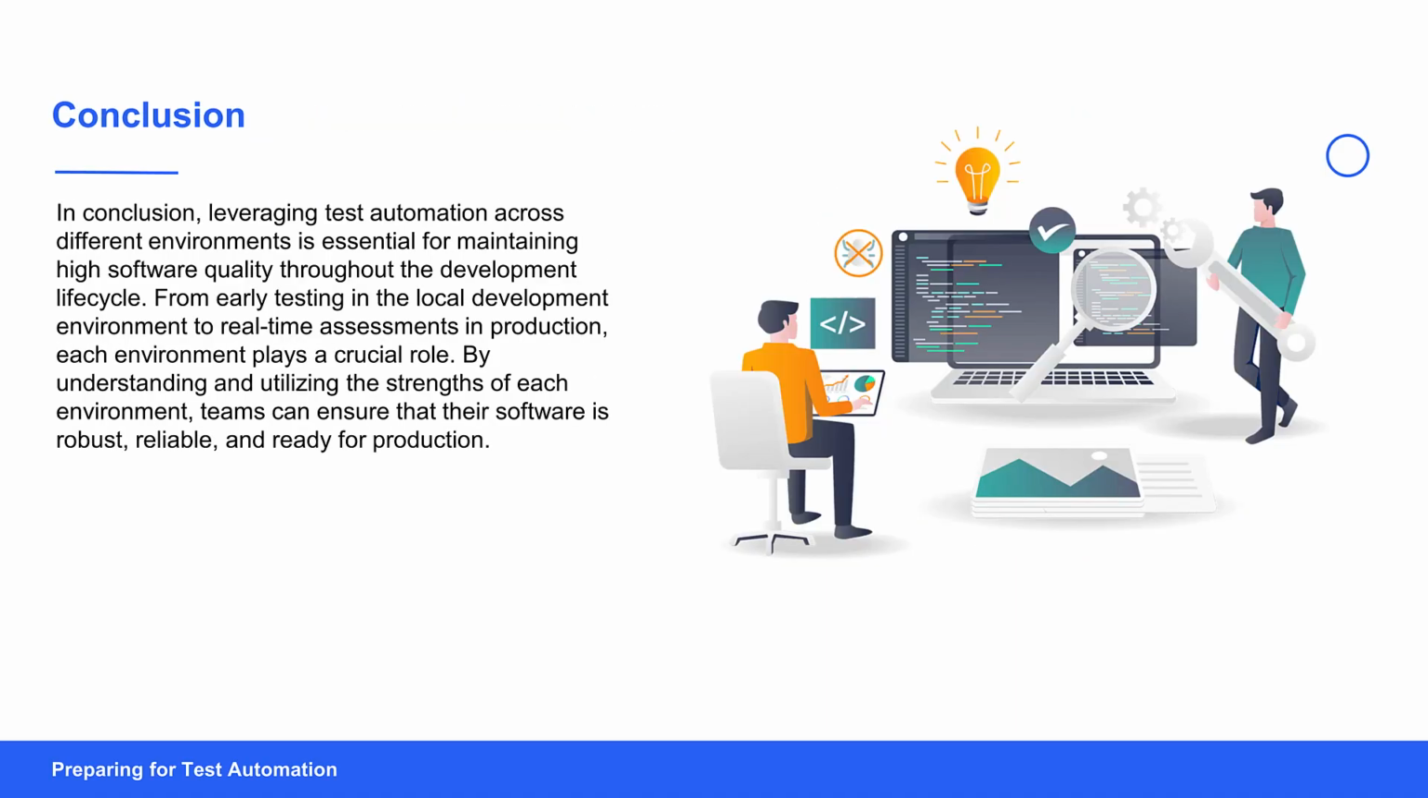In conclusion, test automation plays a vital role across all environments in the software development lifecycle. From the initial testing in the local development environment to the real-time monitoring in production, each environment serves a specific function that contributes to the overall quality and reliability of the software. By strategically leveraging automation in each of these environments, teams can ensure that their software is robust, scalable, and ready to meet user expectations. As you continue to refine your test automation strategies, remember the unique strengths and challenges of each environment to maximize the effectiveness of your testing efforts.